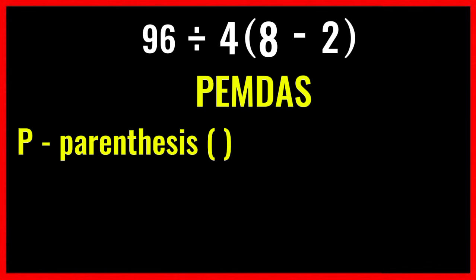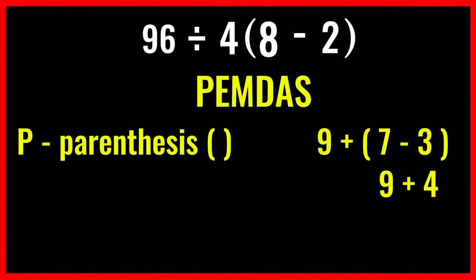P stands for parentheses. Always solve anything inside brackets first. For example, 9 plus the quantity 7 minus 3. First, solve the parentheses. 7 minus 3 equals 4. Now the expression becomes 9 plus 4 equals 13.